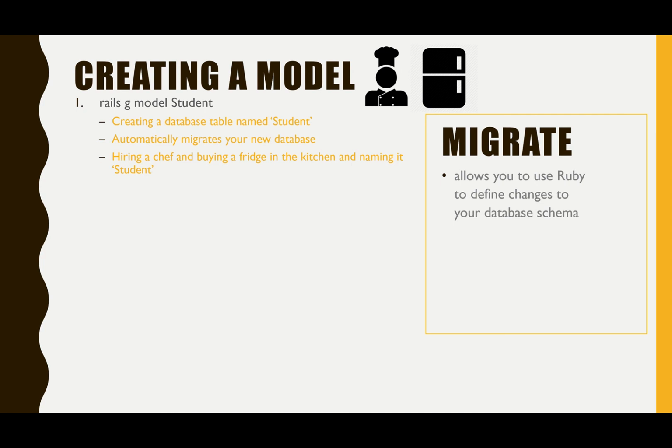Okay, the model is the chef and the database is the fridge. But the thing is, when you generate this command, Rails G model student, you're basically generating a database table and you're gonna name him student, which is kind of like hiring a chef and saying your name is student. What this does is automatically migrate your new database. So if you hire the chef, it comes with a one-for-one bundle of a fridge. And your fridge is named student. So what migrate means, it's a terminology used in Ruby on Rails, and it means that you are basically making changes to the schema of your database. So basically the structure of your database.